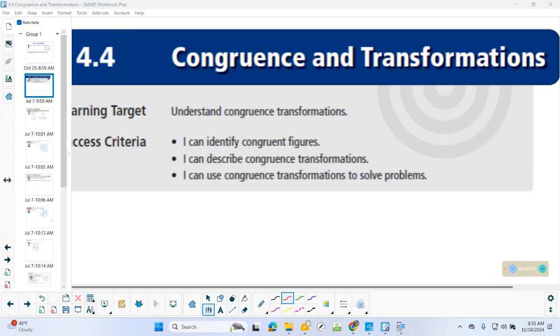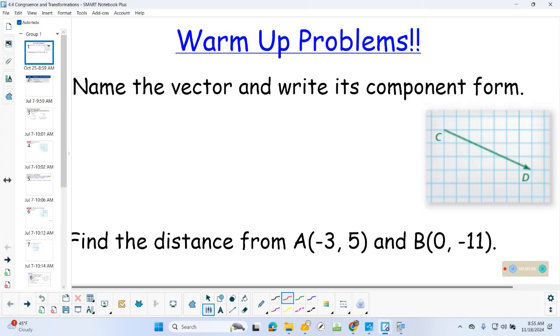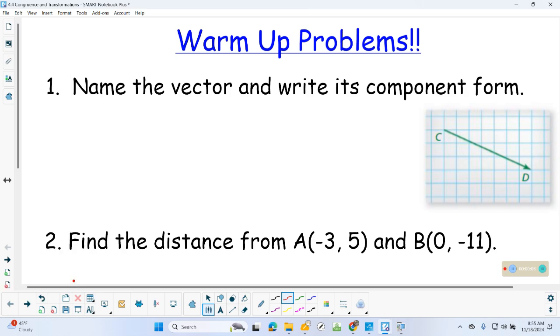Not a lot of new material, things we already know. We know how to do rotations, reflections, it's all that good stuff. Now, the naming was really good. On our quiz, name the vector and write its component form. That was a little dicey. Let's start with the naming.